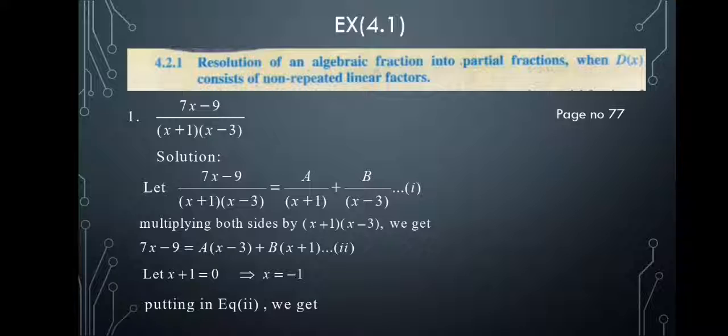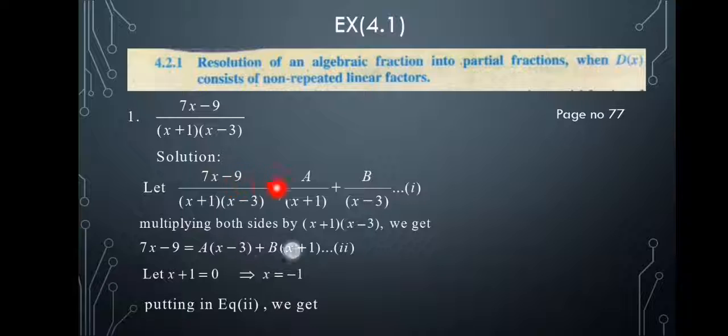For this, let (7x minus 9) by (x plus 1)(x minus 3) be equal to A by (x plus 1) plus B by (x minus 3). It's our equation number 1. First thing we are going to do is write the fractions separately. But since we do not know what the numerators should be, we are going to find out the numerators. The denominators are with us.